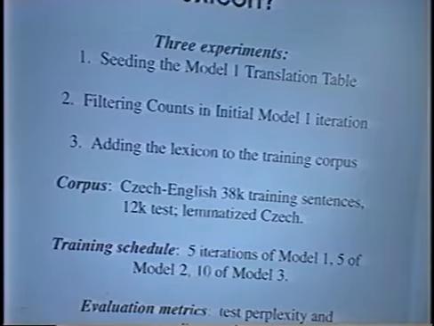The corpus that we used for all of these experiments, like I said, was a 50,000 Czech to English set of sentences, and the Czech was lemmatized. The training schedule that we used was 5 iterations of Model 1 training, 5 of Model 2, and 10 of Model 3. And our evaluation metrics are test perplexity and alignments.